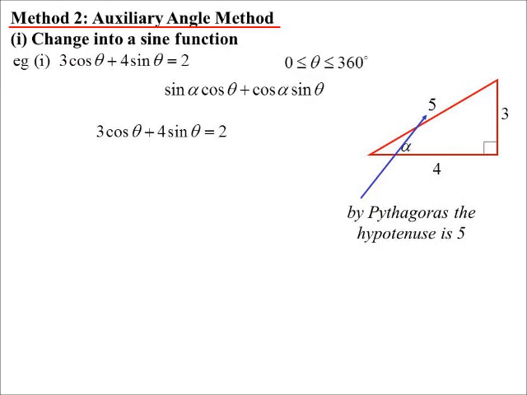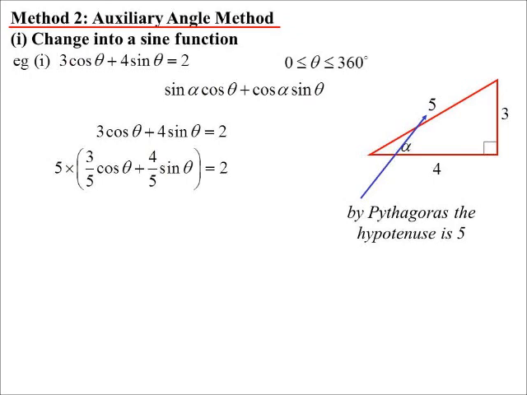What I now do to my equation is multiply and divide by 5, because now I've got it. It works. Because if you have a look at what I've got inside the parentheses here, 3 on 5 is the sine of alpha, and 4 on 5 is the cos of alpha. I have got sine, cos, sine.